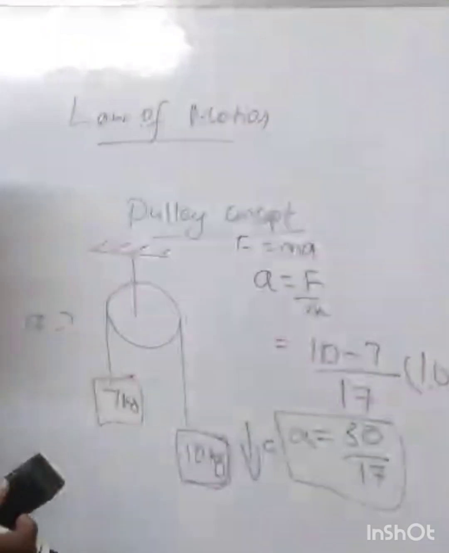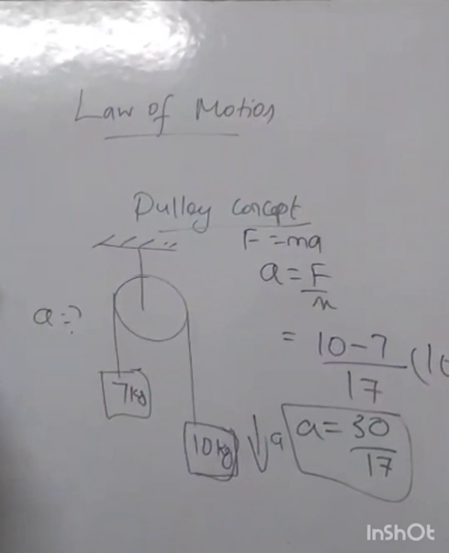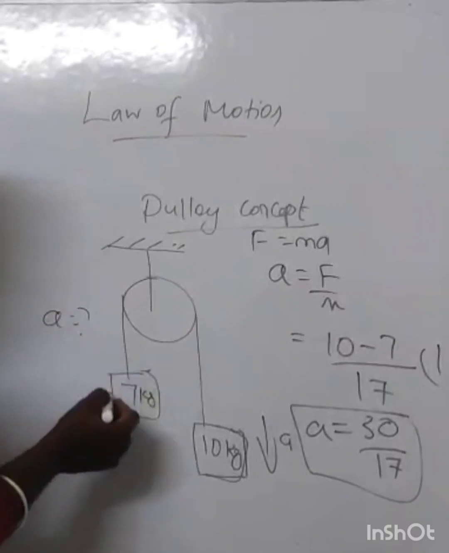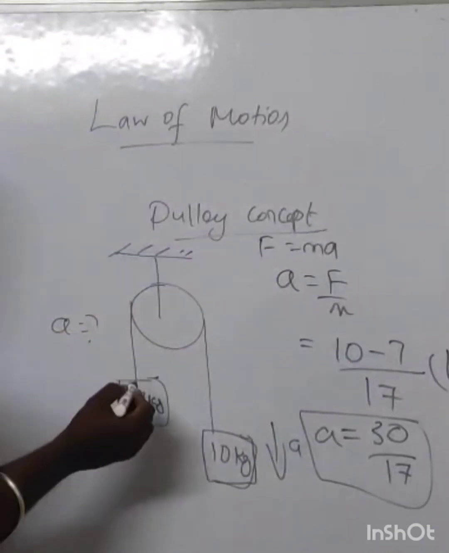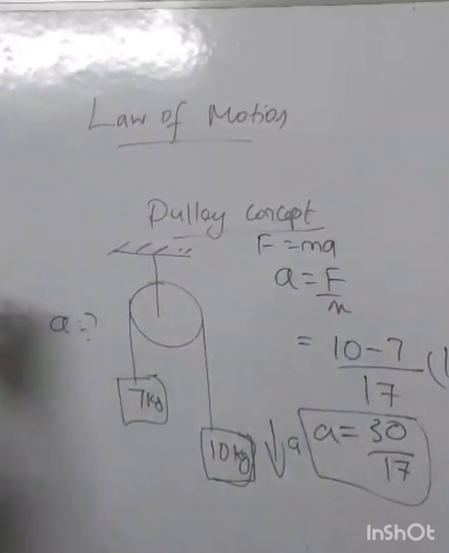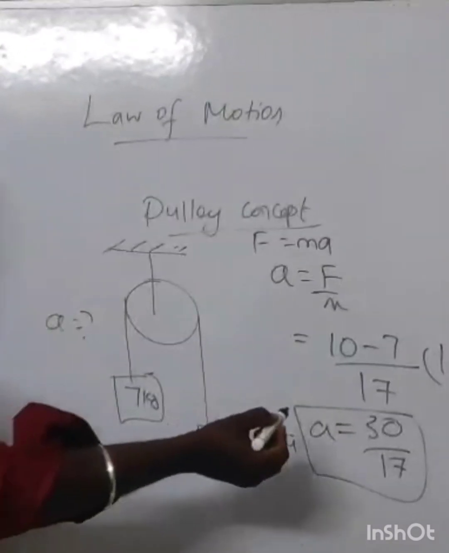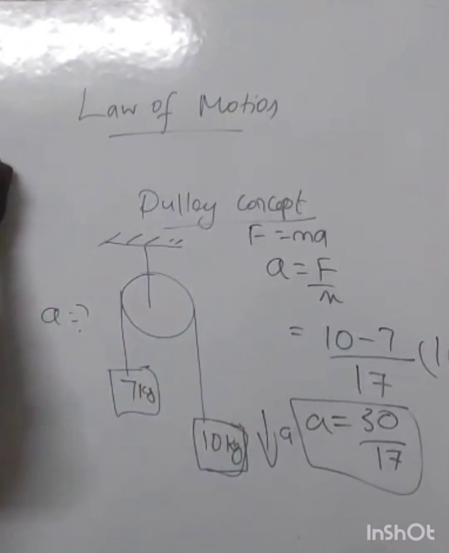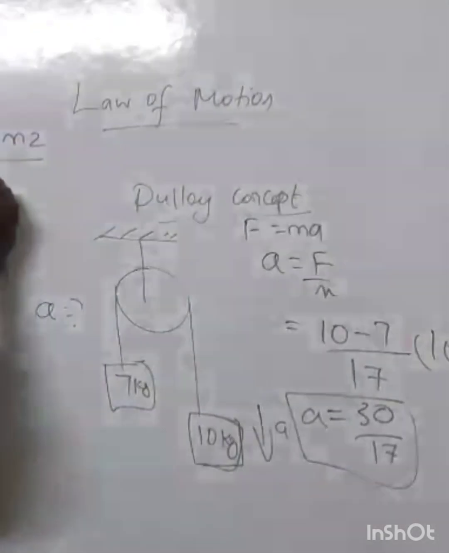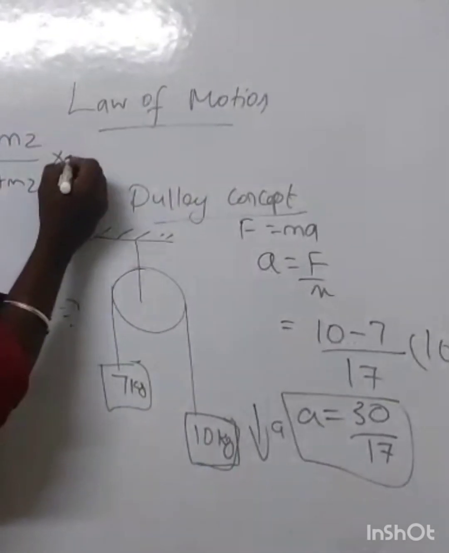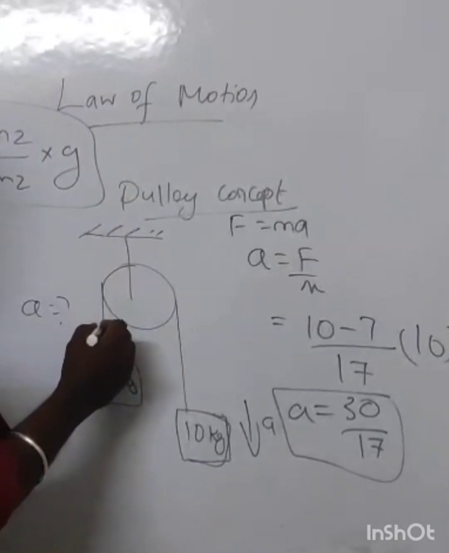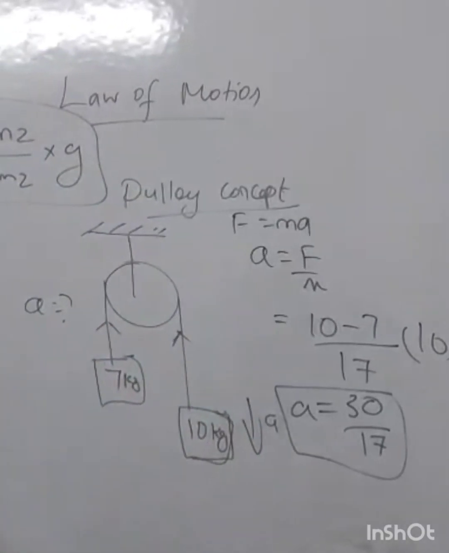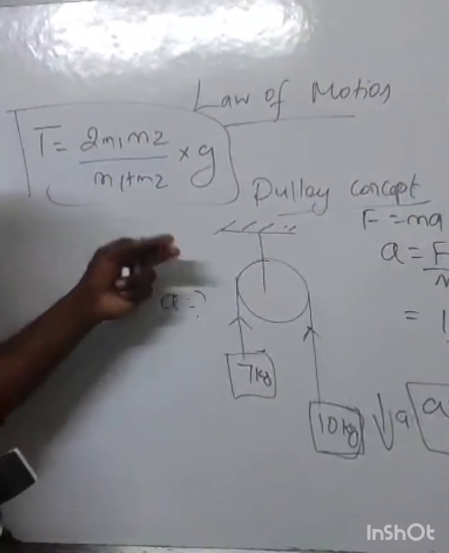The same question in NEET they may ask as acceleration, and then extend it to the tension, which we can also solve by the free body diagram. There is a formula to find the tension: 2 m1 m2 by m1 plus m2, into g. In this way we can find the tension easily. Now I am going to explain in a detailed way using the free body diagram.